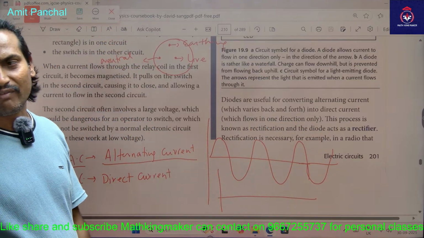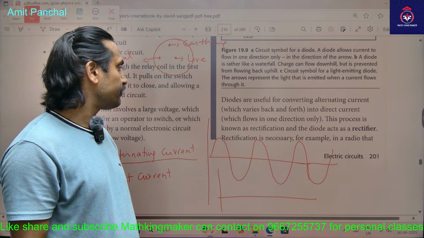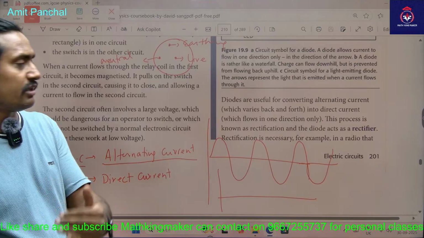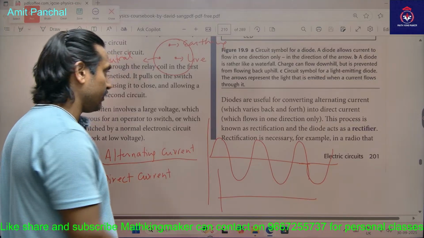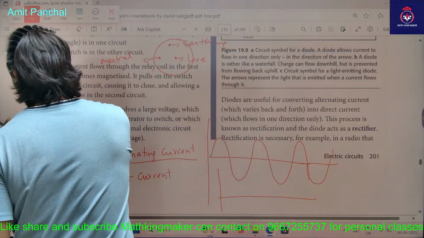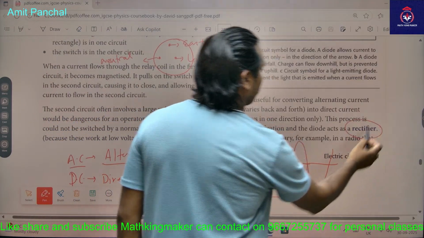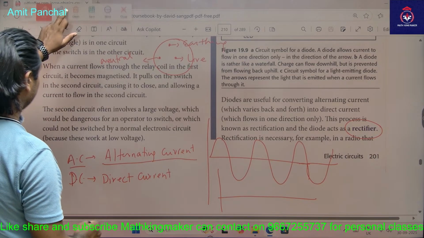So in every charger diodes are used. What converts AC current to DC current? That electric device is said to be the rectifier. Just write it down. Rectifier converts AC to DC.